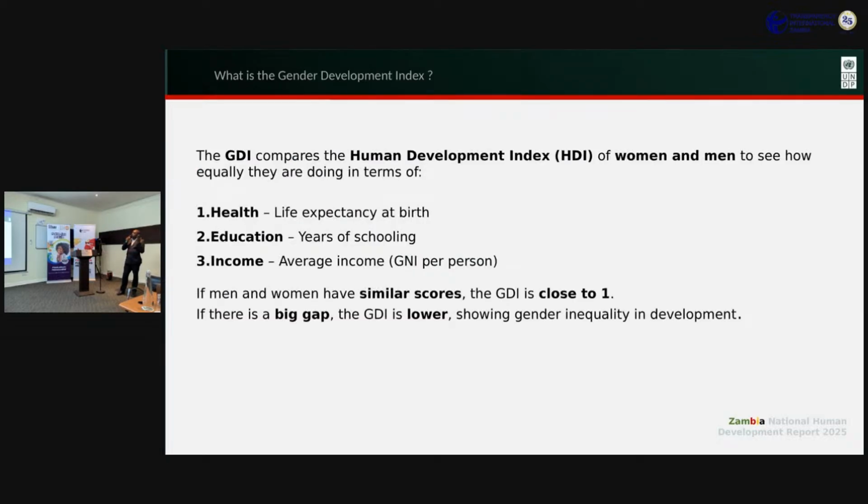The GTI compares women and men to see how equal they are in terms of health, education, school, and family. Where men and women are similar, it is close to one, but there's a big gap. The GTI is not showing gender equality improvement. So we still have a chance to address this.